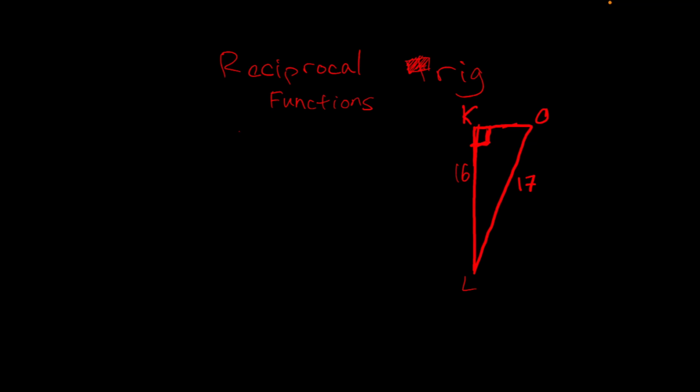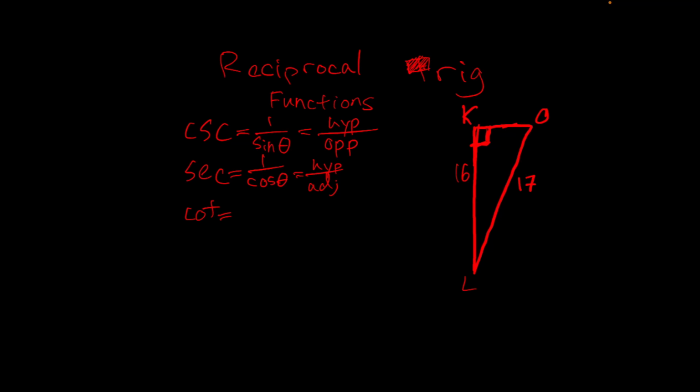Yippee! Let's talk about reciprocal trig functions. So the reciprocal of sine is cosecant, which equals 1 over sine theta, which equals the hypotenuse over the opposite side. And secant is the reciprocal of cosine, which is 1 divided by cosine theta, which equals the hypotenuse over the adjacent side. And cotangent equals 1 divided by the tangent theta, or just it's the reciprocal of tangent, which also equals the adjacent side over the opposite. And because the tangent of theta equals sine of theta divided by cosine of theta, cotangent equals cosine of theta divided by sine of theta.